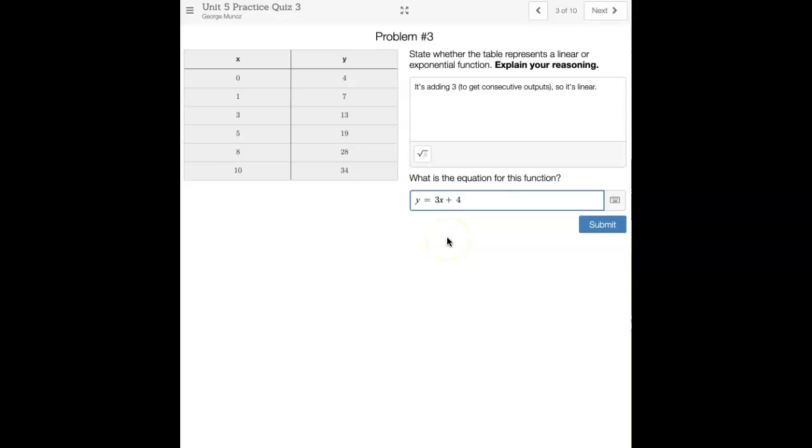Since it's adding 3, it's linear, and remember, with a linear model, you're going to have y equals mx plus b as your model, your format for your equation, where m is the rate of change and b is the initial value. So your rate of change is plus 3, as you can see here. Your initial value is 4, and so that's b, and then you have y equals 3x plus 4 to model the relationship shown by this table.